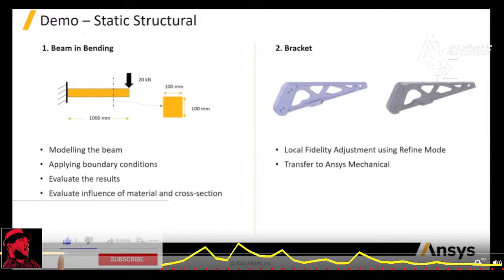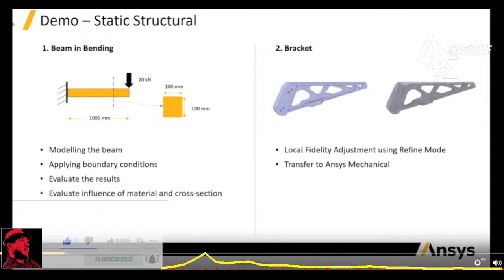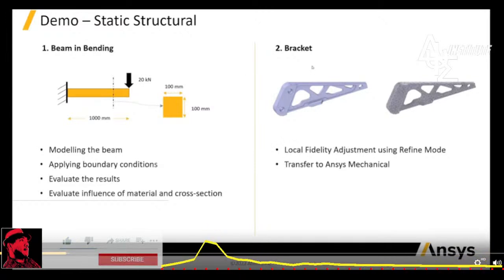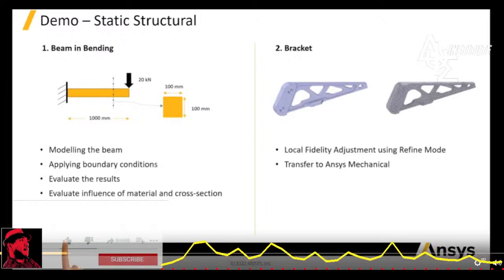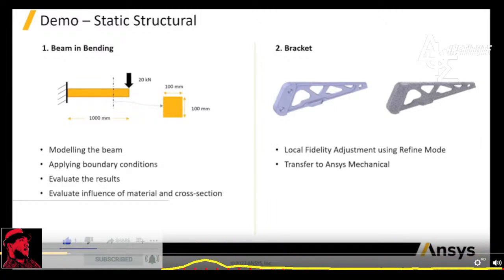So looking at the two models on the slide, first we will start with modeling a beam, applying the boundary conditions. Then we will evaluate the results and evaluate the influence of material and cross-section changes. The second demonstration will be about a simple bracket under loading. Using the refine mode, we will carry out a local fidelity adjustment, and then I will show you how to transfer this to Ansys Mechanical. So let us now move on to the software.